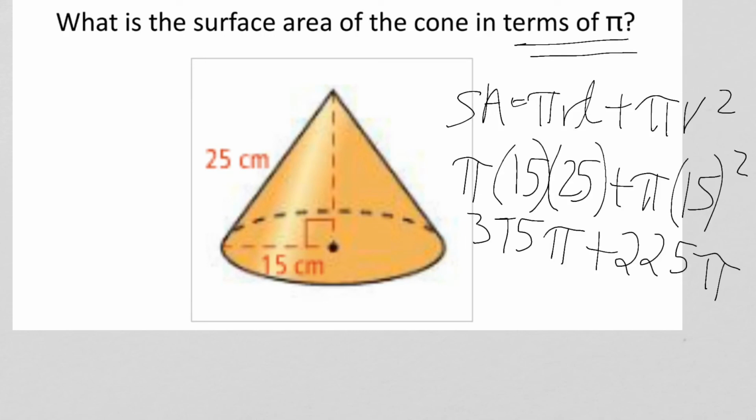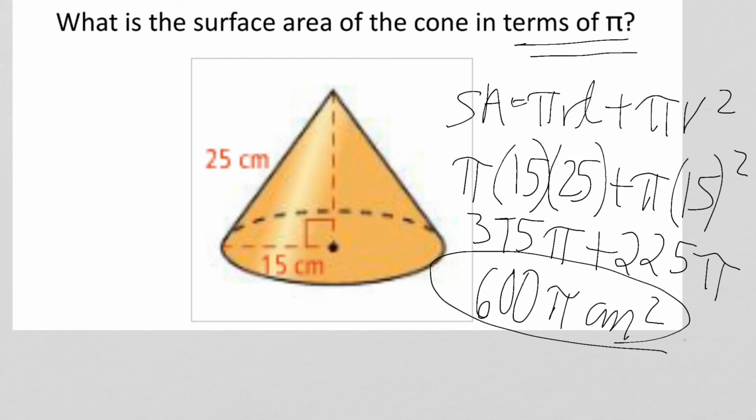Okay, so when we plug in our radius and our slant height, I multiply, I get 375 pi plus 225 pi. I add those two numbers together, and I get it to be 600 pi centimeters squared for the surface area of the cone in terms of pi. Okay, so this is the end of our lesson on 11.3.